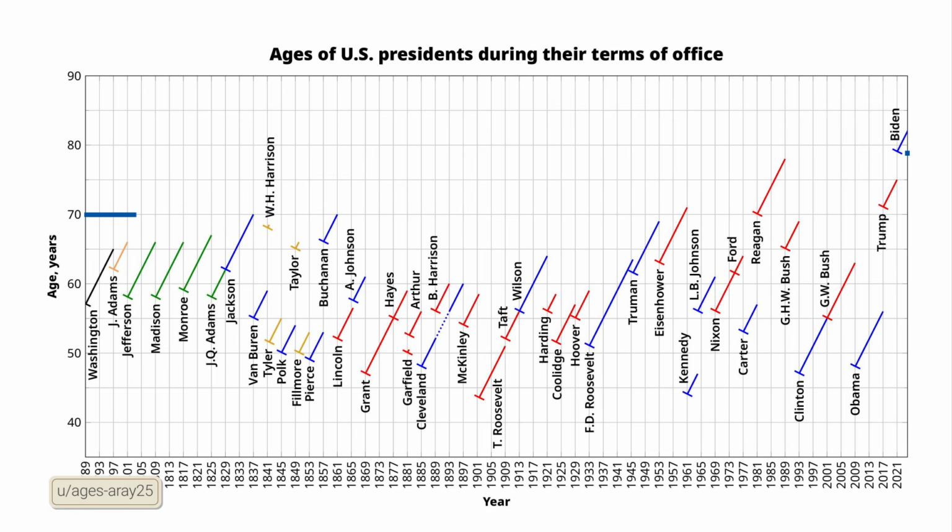And Biden really stands out, being the first to serve during his 80s. The youngest was actually Teddy Roosevelt, not JFK, as many people assume.